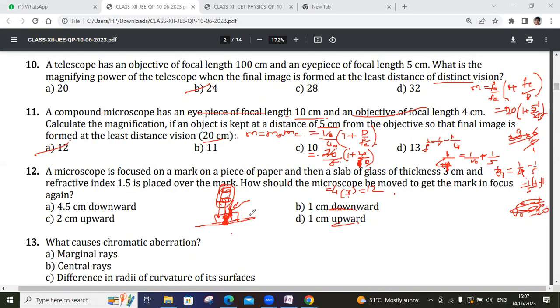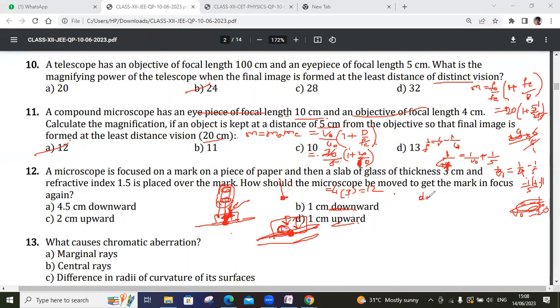So how to get that? By how much amount this raises? Suppose this is a slab, and suppose this is the mark here. By how much amount it goes up, by that much amount the microscope also should be taken up. So now how to do this? Apparent depth is this, real depth is this. So real depth minus apparent depth is your answer.